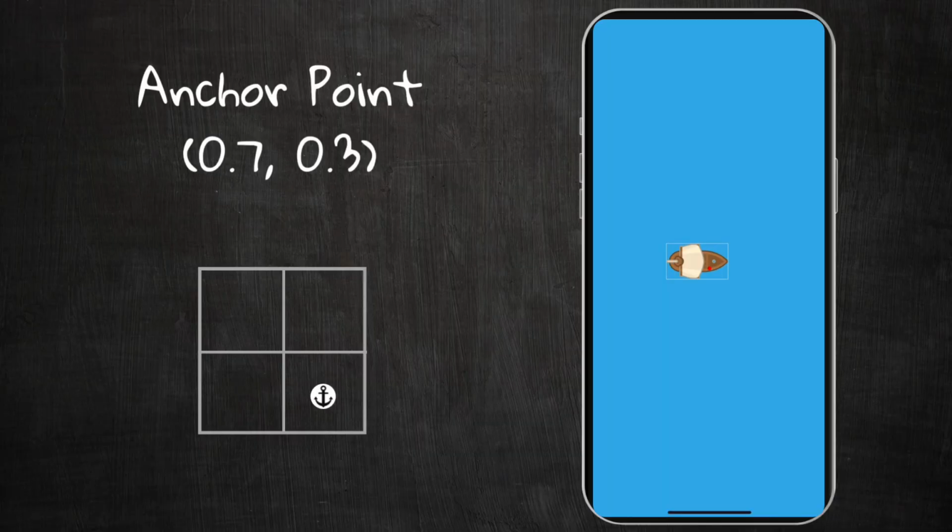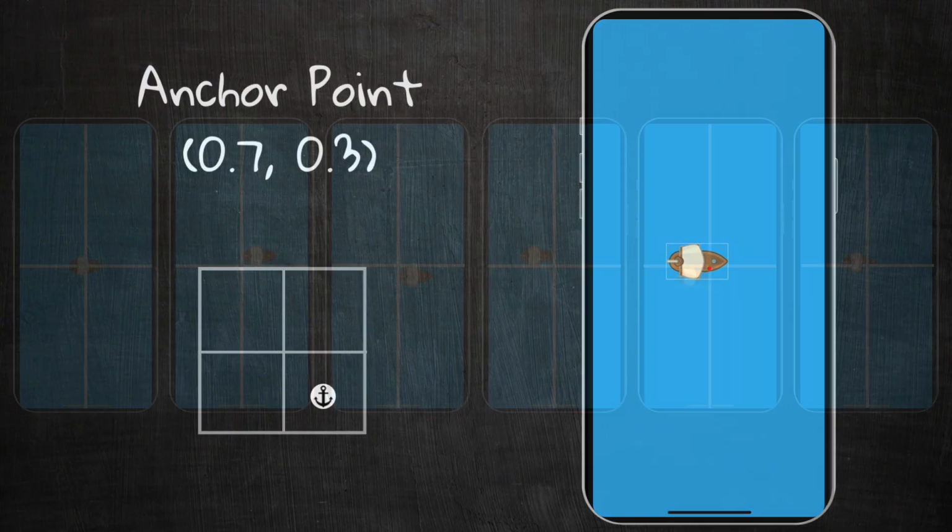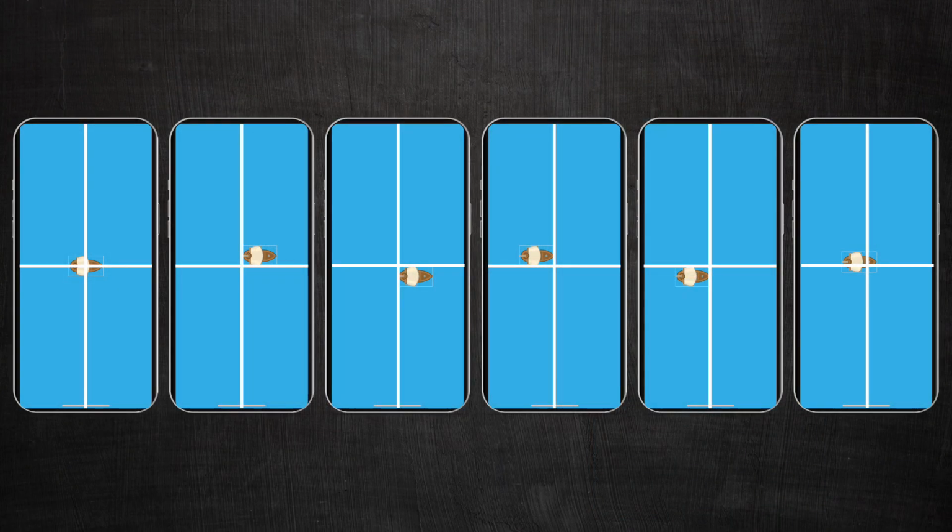However, we are allowed to set it to any arbitrary point. So, for example, when we set it to 0.7, 0.3, you can see how it's rotating then. What you might have noticed is that whenever we changed the ship's anchor point, the anchor point was still exactly in the middle of the scene. In other words, by changing the anchor point, we repositioned the ship.